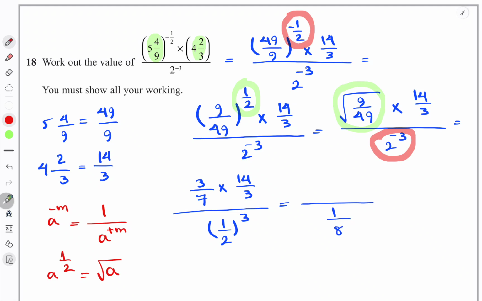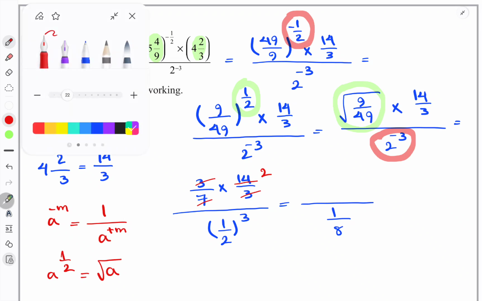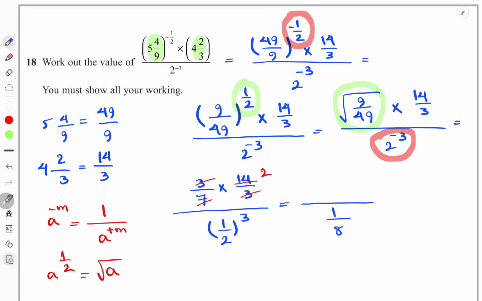And now I'm gonna simplify 7 and 14 by 7 and cancel out these 3. So we have just 2 or 2/1. And the next step, the final one, is 2 times 8, which is 16, the final answer of this question.